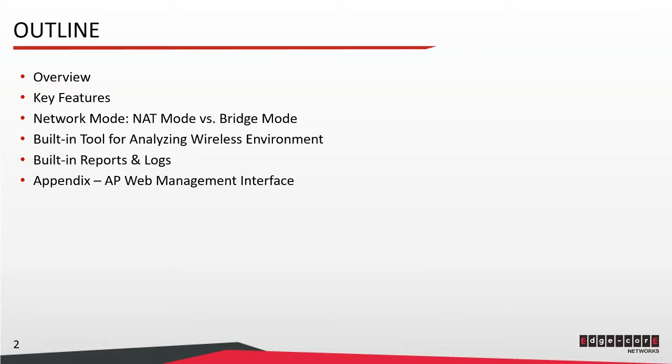In this session, we will begin by giving you an overview of our access points. Then, we will cover the key features supported by our APs and the two network types that are available per SSID, which are NAT mode and bridge mode. Then, we will take a look at the built-in tools for analyzing the wireless environment around the AP, as well as built-in logs and reports that are available on the AP. Last, there is an appendix for helping you navigate the AP's web management interface. This will not be covered in this video, but you can check them later in the slides.